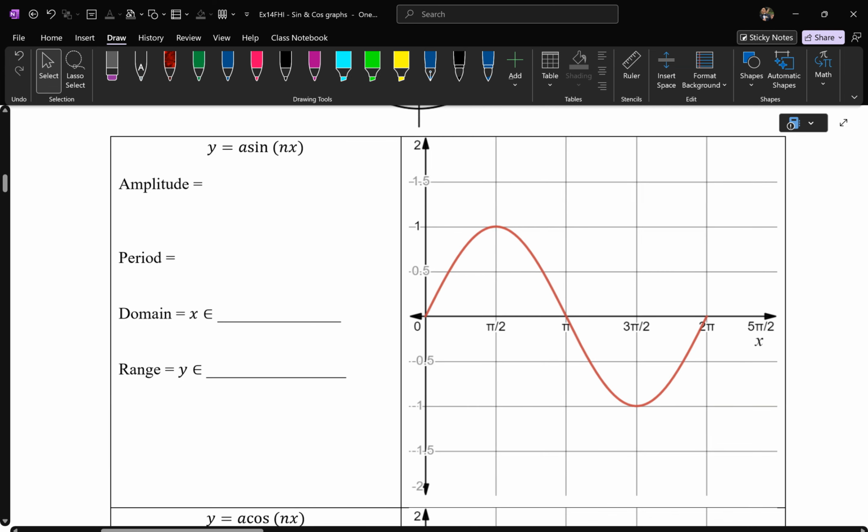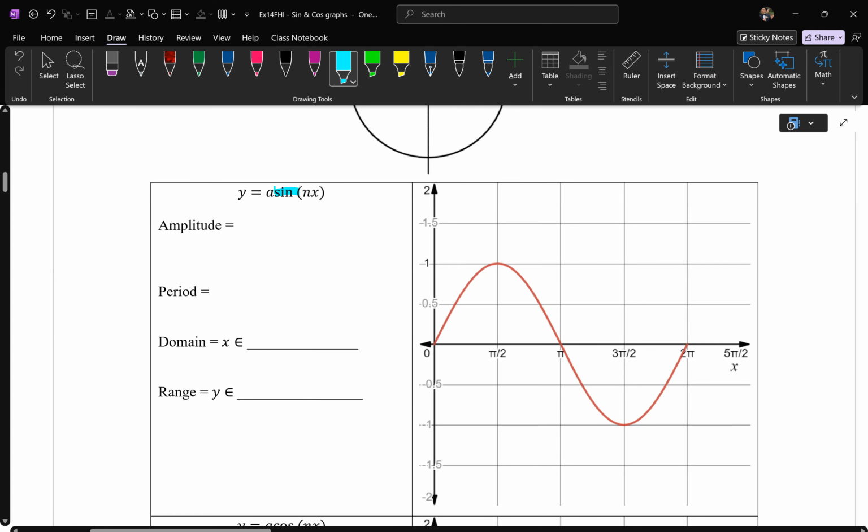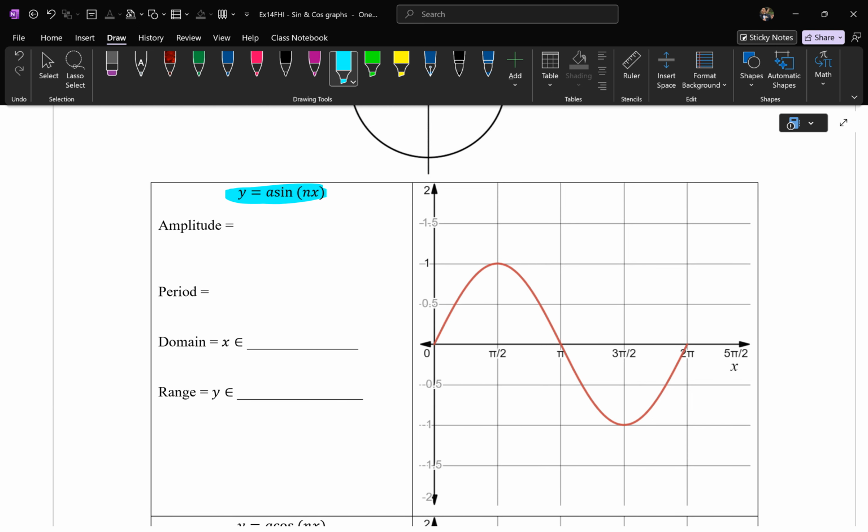So here, this is a typical sine graph. Okay, so y equals a times sine of n times x. You've got this shape that kind of oscillates up. It goes up to a maximum of 1, comes back down, and then comes back to -1, and comes back to 2 pi. This is your typical sine, one revolution of a sine graph.